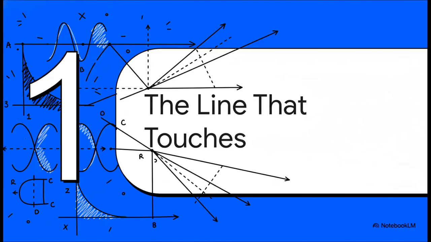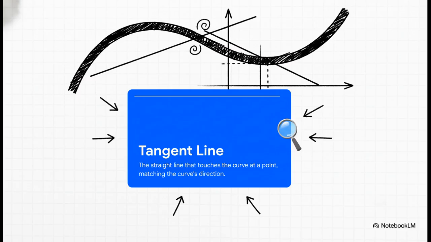All right, first up, the line that touches. Let's make sure we get a really solid, intuitive feel for this idea before we get into the math. Okay, so what is a tangent line officially? It's not just any line that happens to hit a curve. It's special. It touches the curve at just one point in that little neighborhood, and, this is the crucial part, it has the exact same steepness as the curve at that one point of contact.